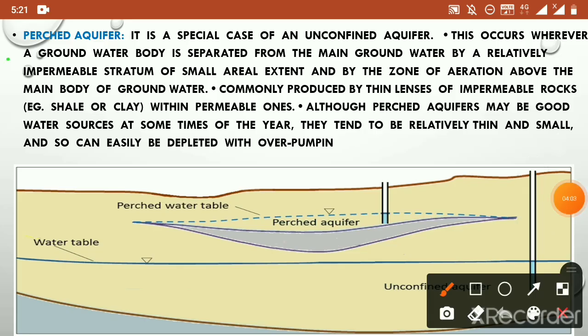Next we will know about perched aquifers. These are a special case of unconfined aquifer. They occur whenever a groundwater body is separated from the main groundwater by a relatively impermeable stratum of small areal extent and by the zone of aeration above the main body of groundwater. It is commonly produced by thin lenses of impermeable rocks within permeable ones. Although these aquifers may be a good water source at some times of the year, they tend to be relatively thin and small, and so they can be easily depleted by overpumping.